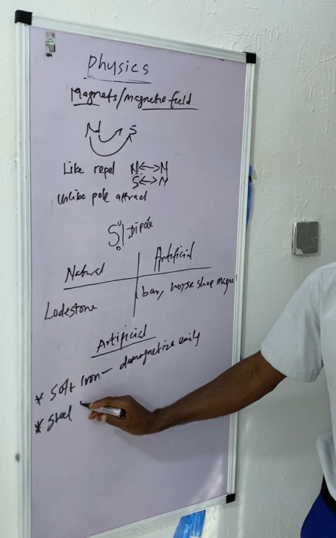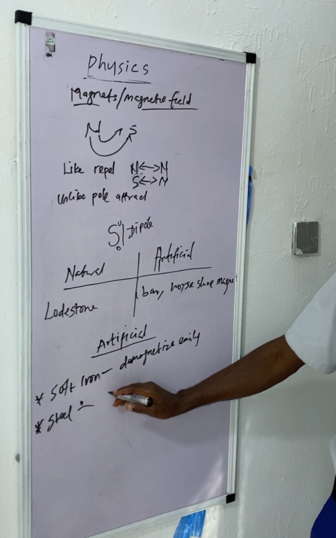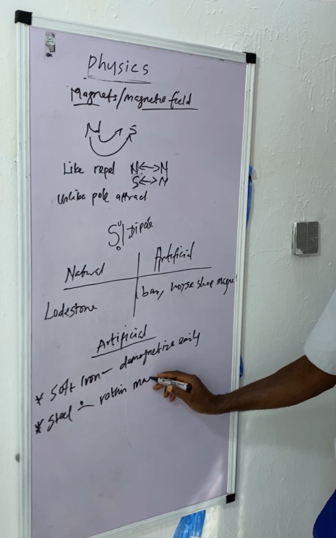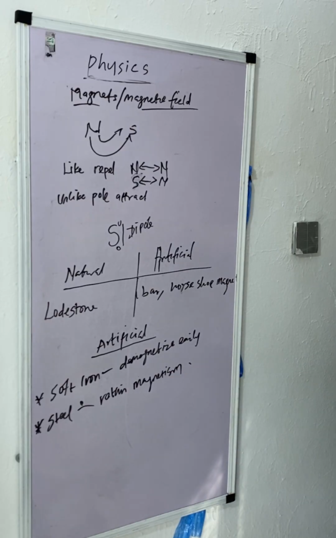But for steel type of magnet, it retains its magnetization for a long period, or a magnetism retains magnetism for a long time. All right. Hope you copy.